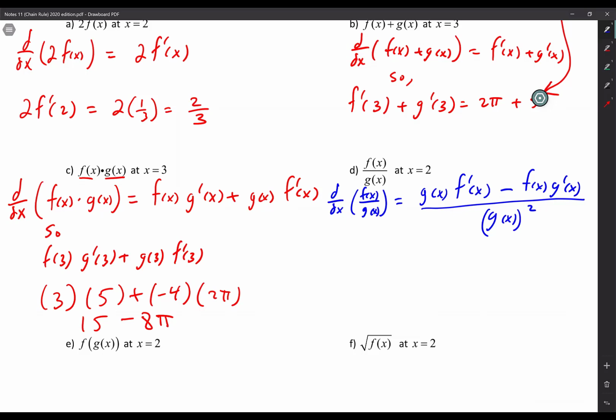Oh, I caught it, guys. I caught a mosquito, in case you're wondering.